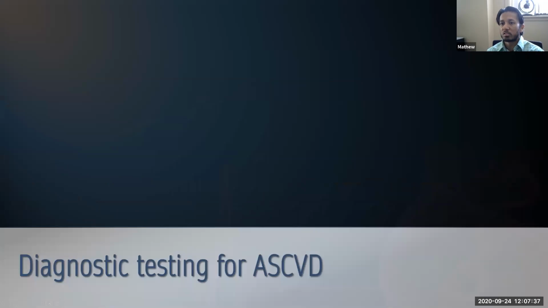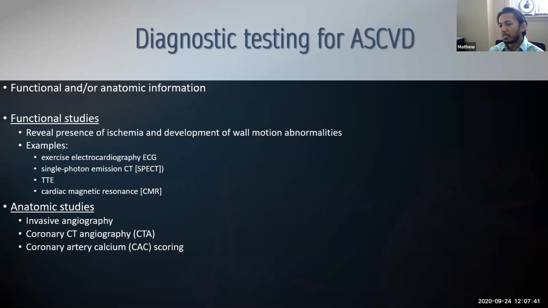All right, so let's go into some of the diagnostic testing. We're going to go through functional studies and anatomic studies. Obviously, when we're doing the diagnostic testing for our patients with concern for atherosclerotic coronary vascular disease, there's two things we're looking at. We're looking at how well the heart is functioning, and whether there's an issue with the heart itself structurally that maybe is affecting that function.